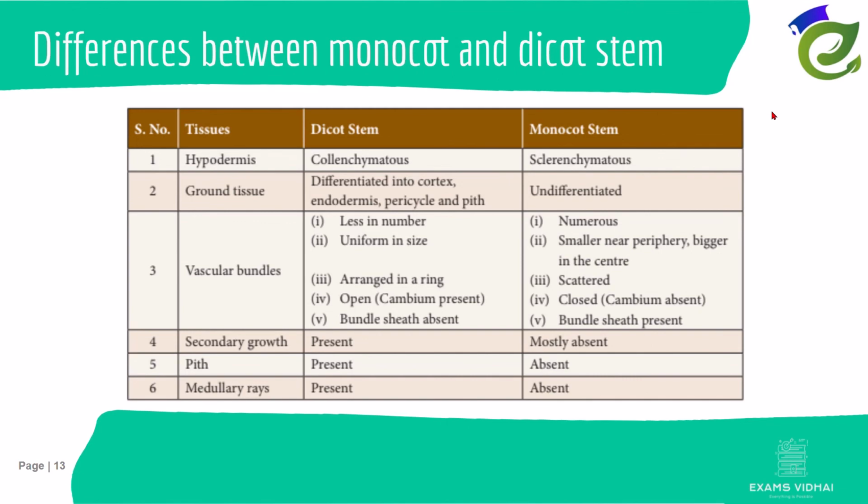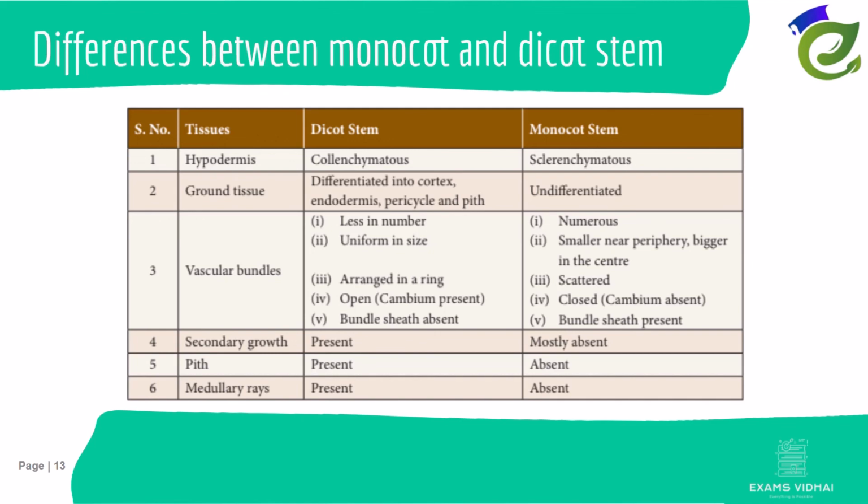Now coming to the differences between monocot and dicot stem. In the case of hypodermis, the dicot stem has collenchyma cells, whereas the monocot stem has sclerenchyma cells. And now coming to the ground tissues, in dicot stem it is differentiated into cortex, endodermis, pericycle, and pith, whereas in monocot stem it is not differentiated. Coming to the vascular bundles, in dicot stem they are less in number, uniform in size, arranged in a ring, and cambium is present, whereas the bundle sheath is absent.